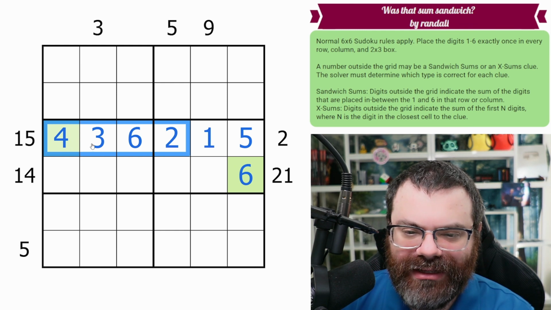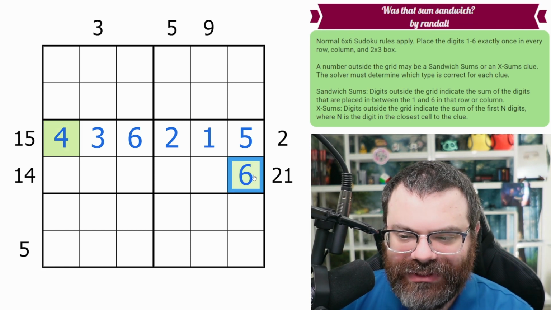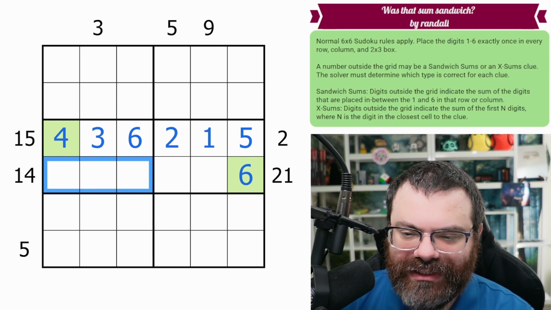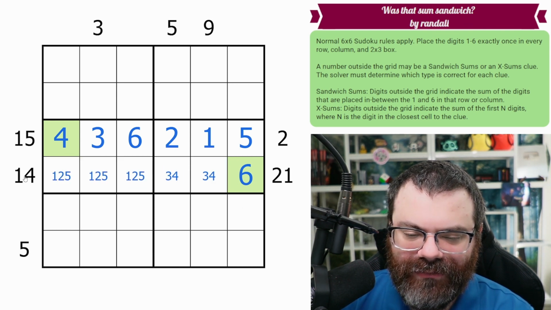And then just to double check, these should add to 15. We have 7 plus 8. That is 15. All right. So that X-sum clue is done just naturally. By roping, this is going to be 1, 2, 5, and this is going to be 3, 4, which should help our 14 clue here.